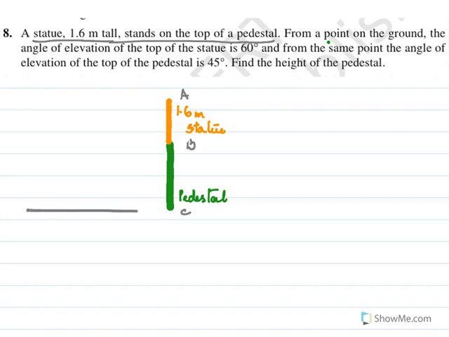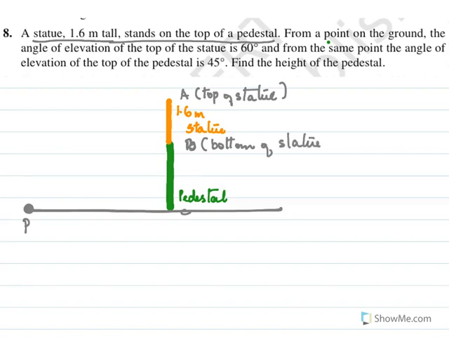1.6 meter tall. Then of course we have the ground, and from a point on the ground, we've got to take a point. We'll take this point here, we call it P. Now what is happening from P? The angle of elevation of the top of the statue. Which is the top of the statue? Here is the top of the statue, A, and let's mark the bottom of the statue, B. Now the angle of elevation of the top of the statue is 60.